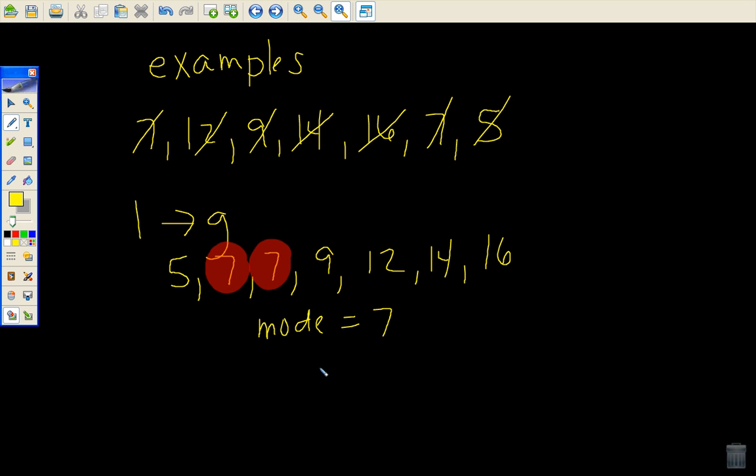The word mode and the word most sound very similar. They both have that long O and they start with the M. That's just kind of a way to help you remember that. So this is an example of when there is one mode.